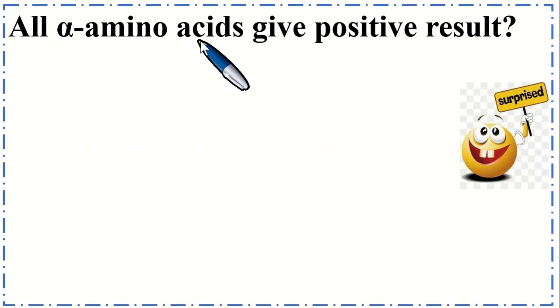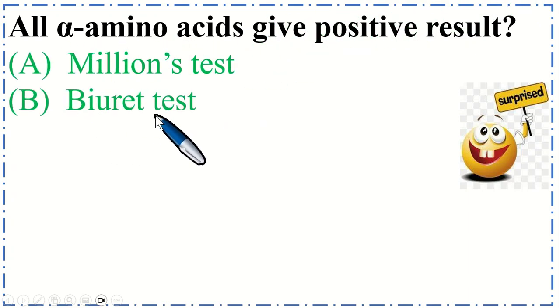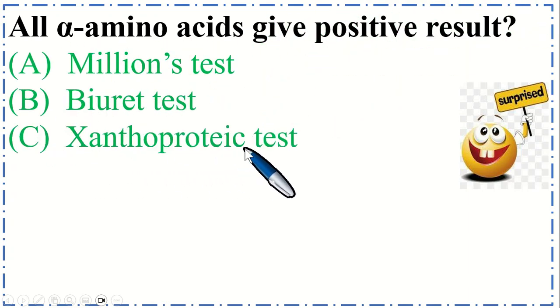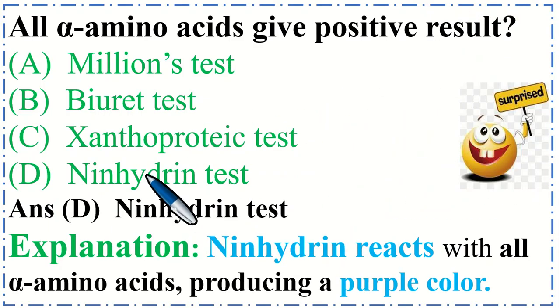All alpha amino acids give positive result. Option A, Millen's test. B, Biuret test. C, Xanthoproteic test. And option D, Ninhydrin test. So the correct option is D. Explanation is ninhydrin reacts with all alpha amino acids producing a purple color.